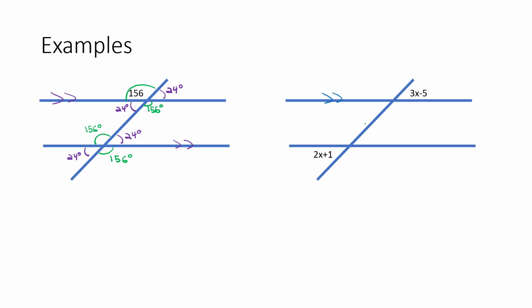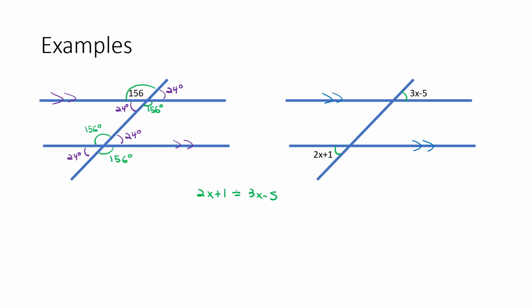Here I have a second example, again with parallel lines, but this time the angles are written algebraically. We've got a 3x minus 5 and a 2x plus 1. What we need to decide is how are these angles related to each other? Well, what you'll notice is they are both acute angles on the parallel lines. The lines have to be parallel, that's important, otherwise this doesn't work. But because they're both acute angles on the parallel lines, they have to be congruent. That means they're equal to each other. So the 2x plus 1 has to be equal to the 3x minus 5.